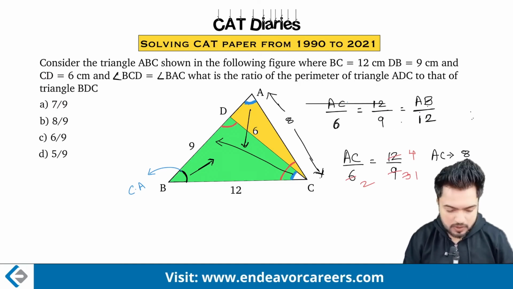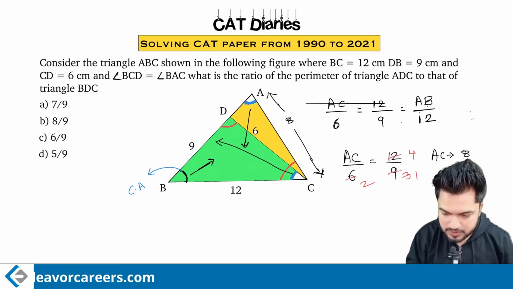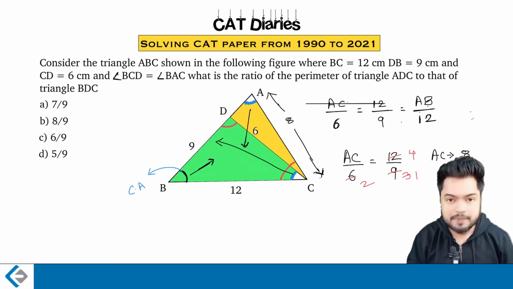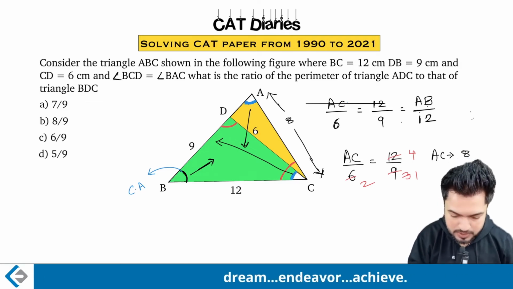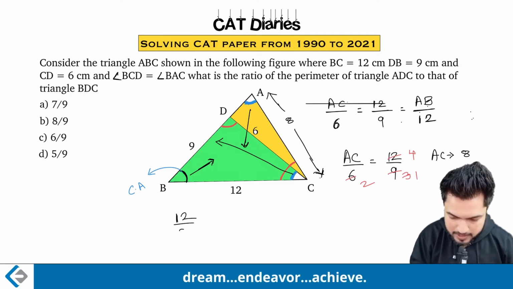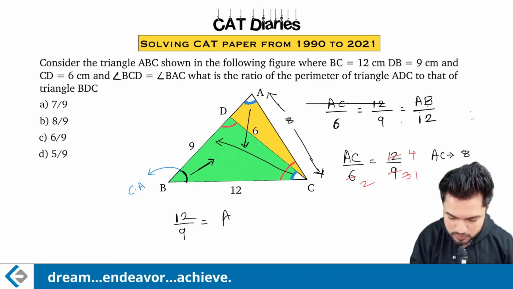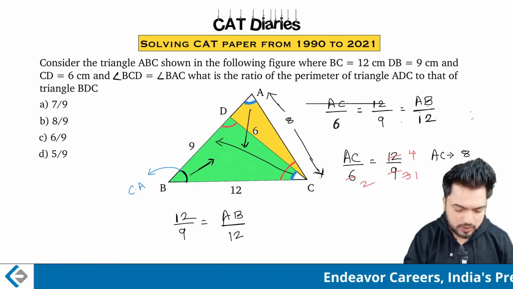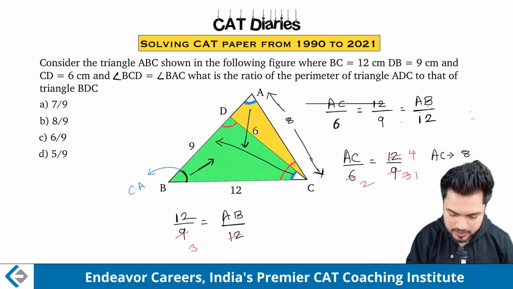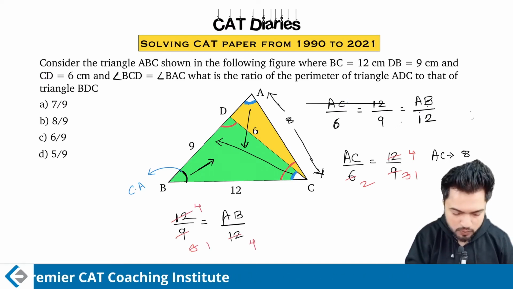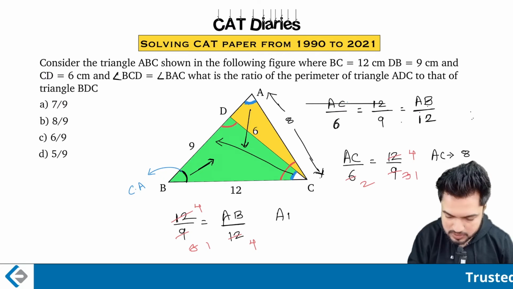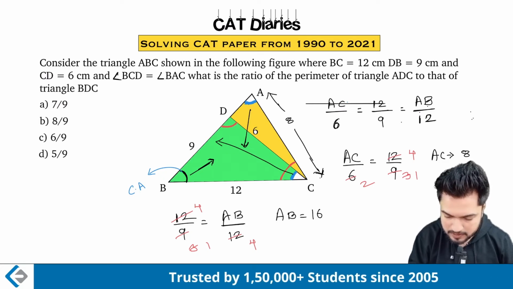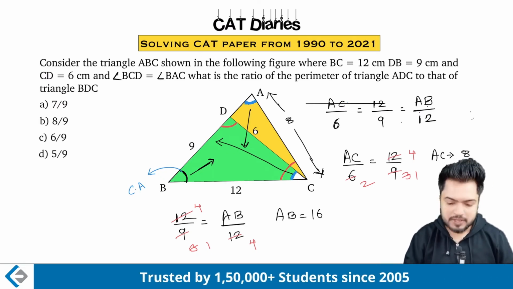What else now? I can take the next, which is AB. Okay, so I'll write it here. That is 12 by 9 is equal to AB by 12. Okay, that is what I know about it. So again, just solve this. 3 3s are 9, 3 4s are 12, and 3 4s are 12, so 4 into 4. AB turns out to be 16.